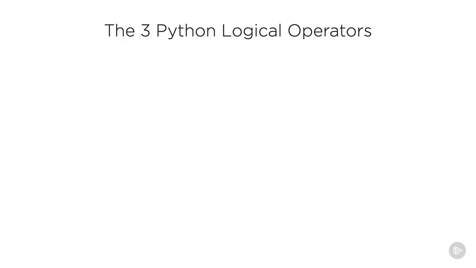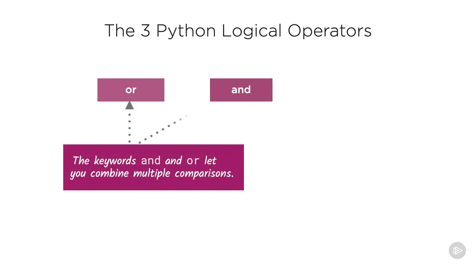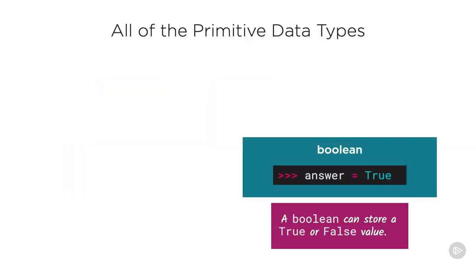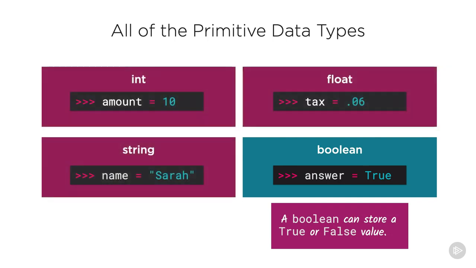In summary, we just saw three logical operators in Python. Or and and let us combine comparisons inside if statements. Not lets you negate a comparison. Another data type that can be used in comparisons is called a Boolean, which can store either a true or false value. And that actually adds to the primitive data types we've seen before for int, float, and string. Now we also have a Boolean data type.